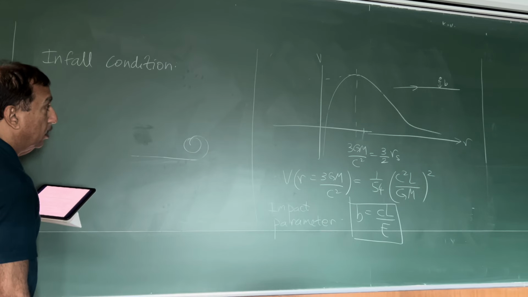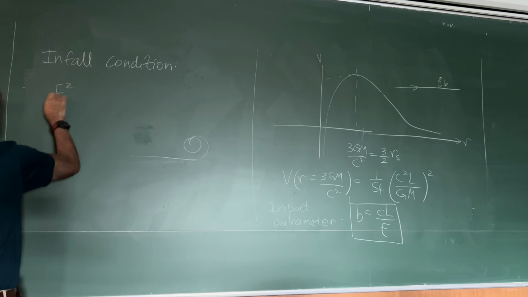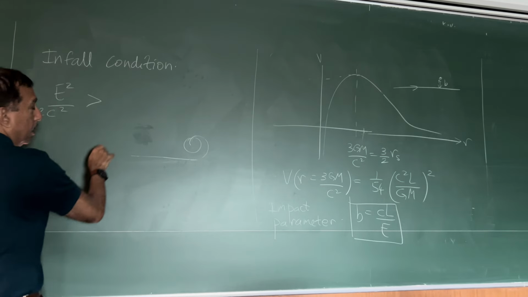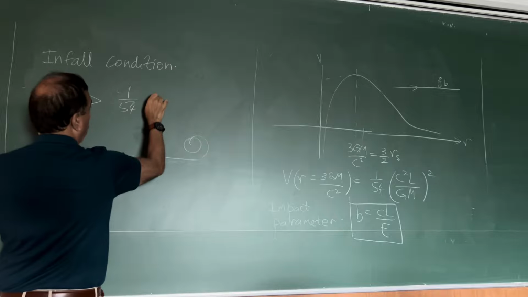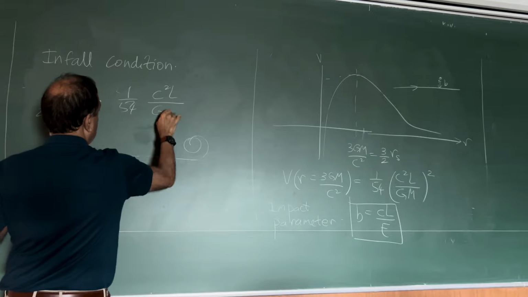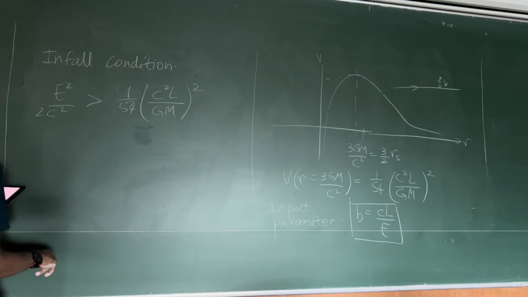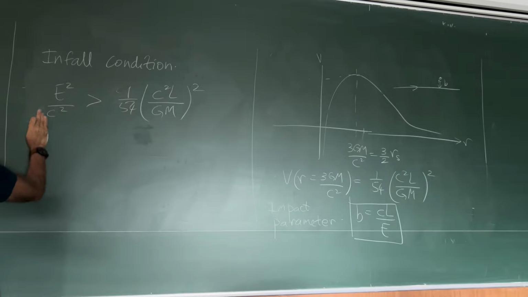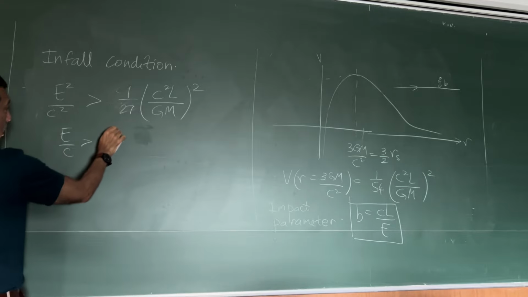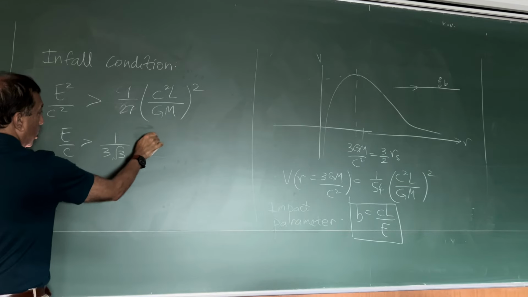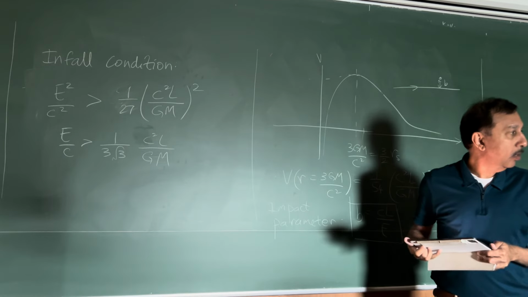So that's what we expect for infall. And for that, the energy should be above. So the energy was E squared by 2c squared, and this should be greater than 1 by 54 (c squared L over GM) squared. So we can take this 2 to the other side. This is 27. Then we can take a square root, and we get E by c is greater than 1 by 3 root 3 times c squared L by GM. Okay, all good?